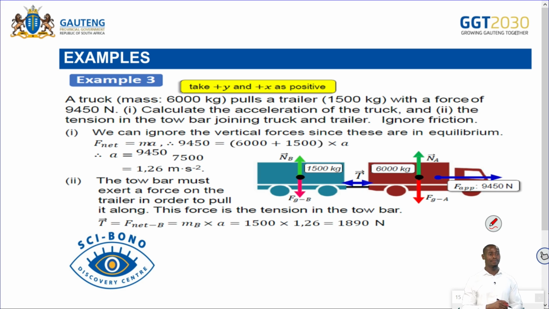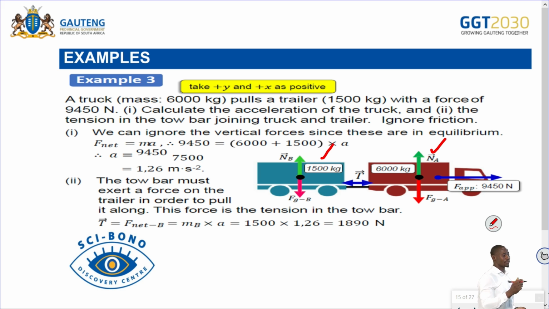So let's look at this one also. These are two-body systems. If it's a two-body system, make sure that you draw a free body diagram for each object in that system. The two objects are the 1,500 kilogram and the 6,000. So what are you supposed to do? Draw a free body diagram for both. A truck of mass 6,000 kilograms pulls a trailer of 1,500 kilograms with a force of 9,450 newtons. They want us to calculate the acceleration of the truck and the tension in the tow bar joining truck and trailer. Ignore friction.